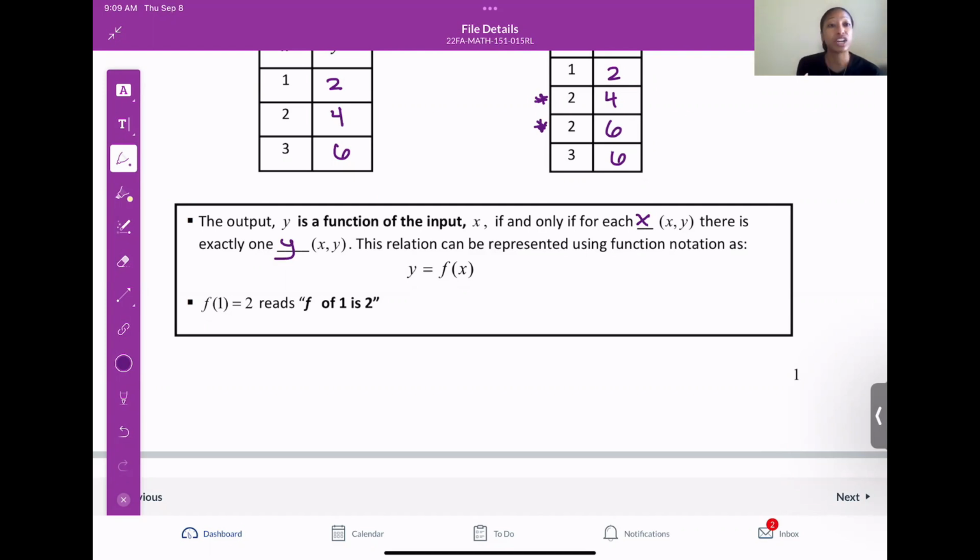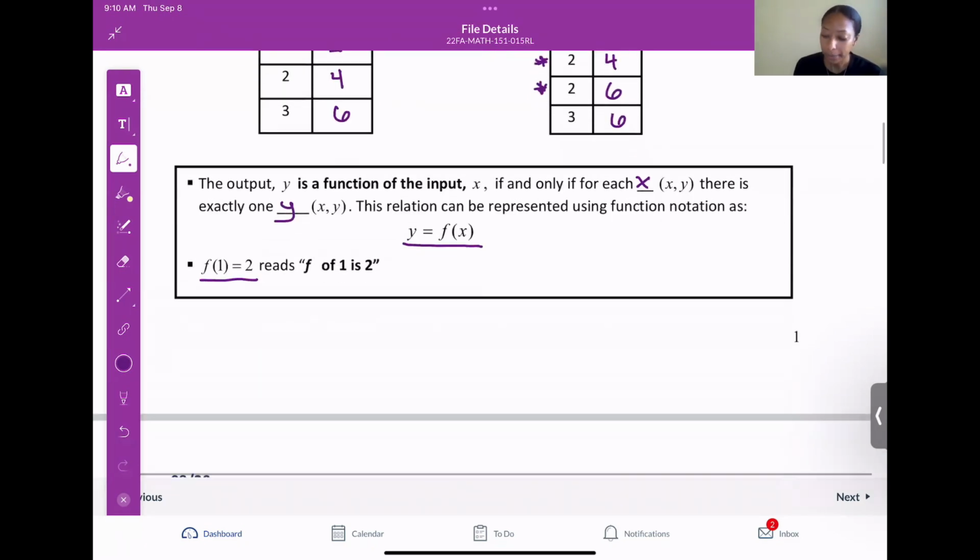And then we can write this in function notation. Function notation would be y equals f of x, and this is read, y is a function of x, okay? We can plug in numbers for x, and then depending on what the function rule is, we can get out numbers for y. An example of this would be f of 1 equals 2. This means when x is equal to 1, y is equal to 2. Or when the input is 1, we get an output of 2.